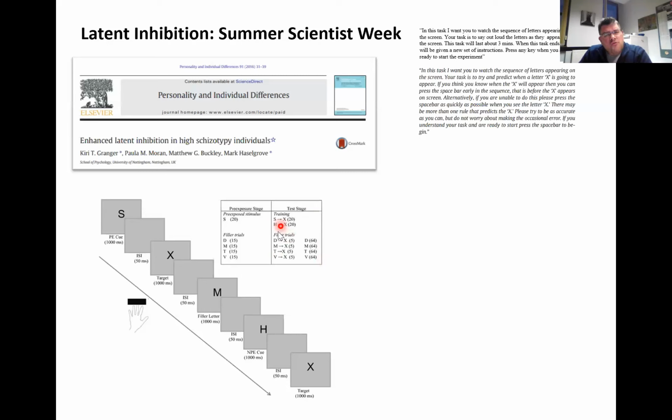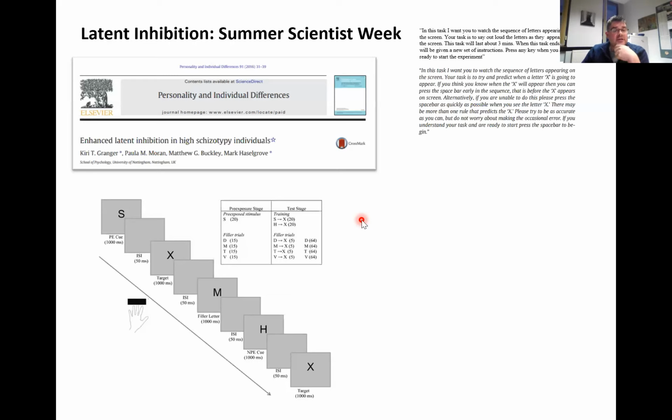So these are relatively infrequent trials. And there's also a bunch of filler trials in which D, M, T, and V predict X as well. So the contingency between S and X and H and X is not perfect. There are trials in which the target stimulus appears, but it's not predictable. But there are a whole bunch of trials where it is. S, whenever it's presented, is always followed by X, and H, whenever it is presented, is always followed by X.